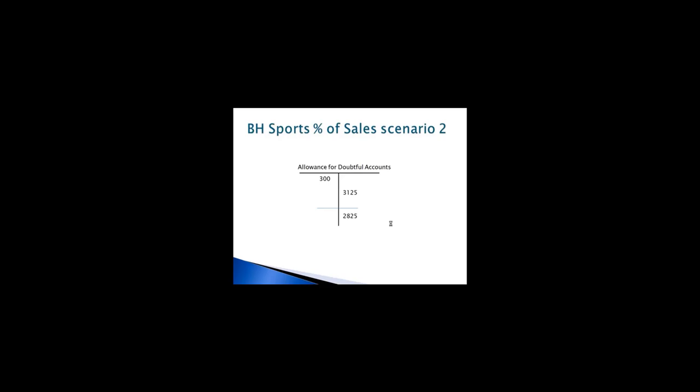This disregard for previous balance in the allowance for doubtful accounts account is unique to the percentage of sales method. We will see shortly that the analysis of accounts receivable method takes existing balances in the allowance for doubtful accounts into consideration when recording the adjusting entry.